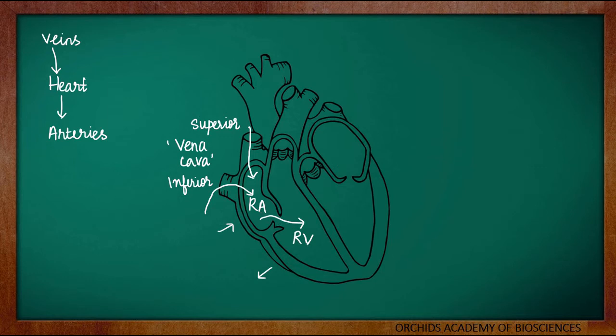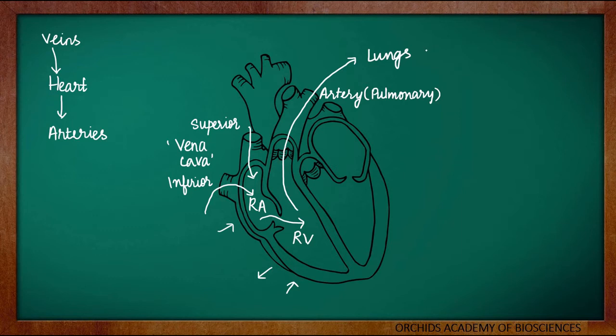So now the blood has come into the ventricle. Then again this ventricle will contract, due to which the blood will be pushed to the lungs through these arteries. And the artery which carries the blood from the ventricle to the lung is called the pulmonary artery. So this deoxygenated blood from the right ventricle is pushed to the lungs through these arteries.